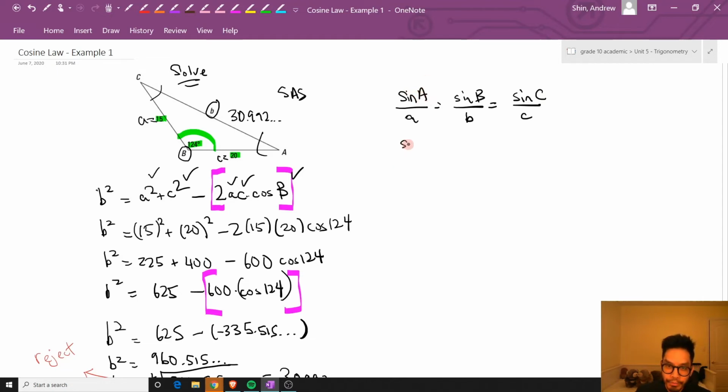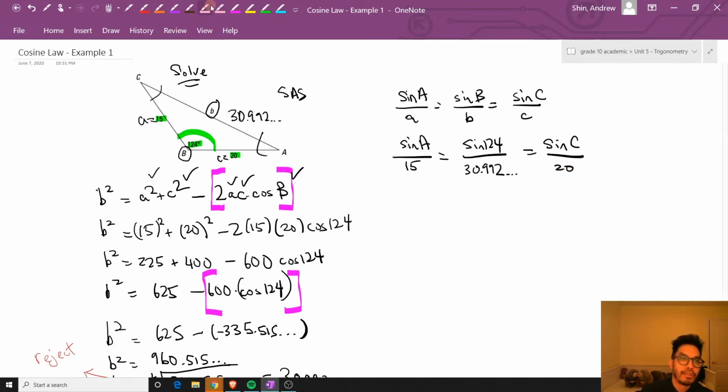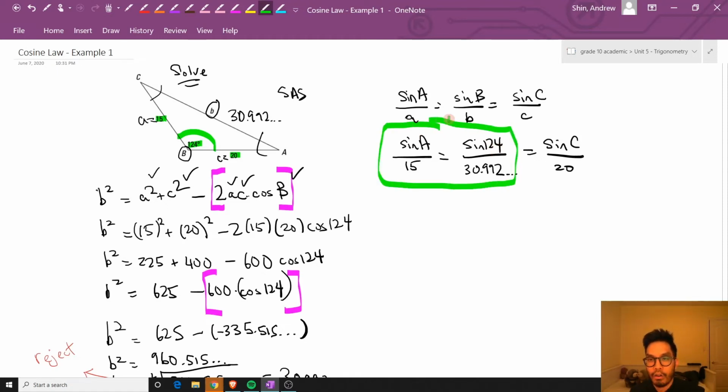Angle A we do not know. Side A we do know, it is going to be 15. Angle B is 124. Side B is 30.992 dot dot dot. Angle C we do not know, but we do know what side C is, which is 20. And so because we have that angle side pairing of angle B and side B, we can actually choose either this or the other two, B and C. I just chose A right there, and we can solve for angle A. So we're going to choose that.